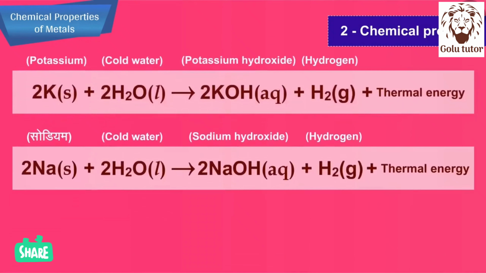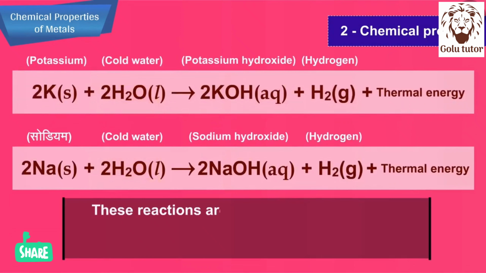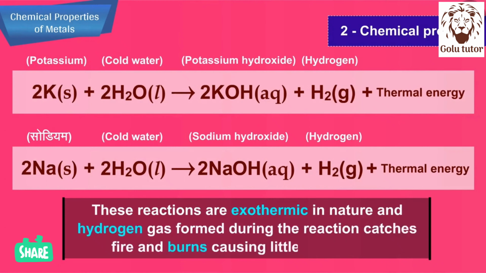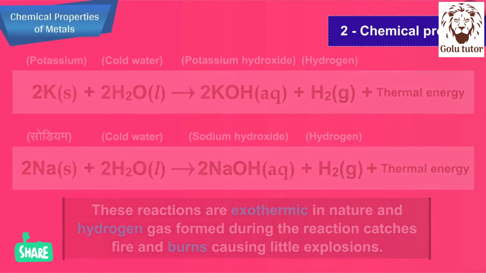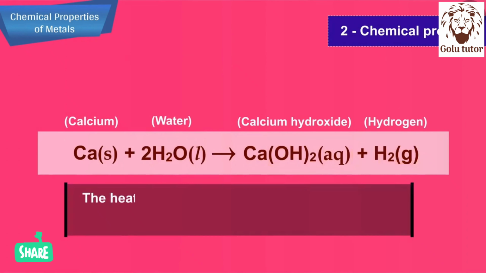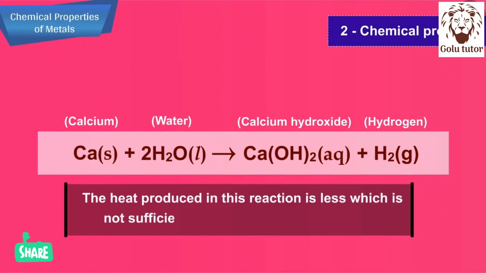Potassium and sodium react vigorously with cold water, and these reactions are exothermic in nature, and hydrogen gas formed during the reaction catches fire and burns, causing little explosions. Calcium reacts with cold water to form calcium hydroxide and hydrogen gas. The heat produced in this reaction is less, which is not sufficient for the hydrogen to catch fire.